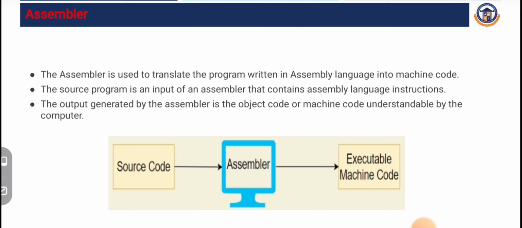Some C compilers directly convert the high level language program into a low level language program or machine level language program, while some C compilers convert the high level language program into an assembly level language program. The system cannot understand the assembly level language program directly. So using the assembler translator, it is again converted into low level languages, then binary level languages. This is the example diagram: source code, assembler, then executable machine code. Here the source code is not a high level language, it is the assembly level language program. Using the assembler translator, it is again converted into low level languages or binary level languages.